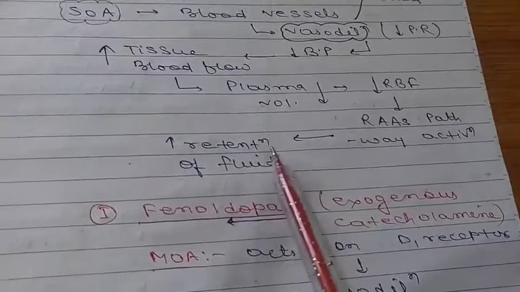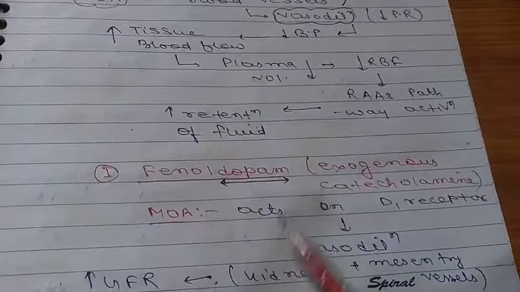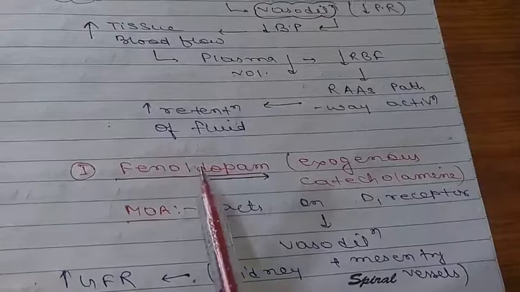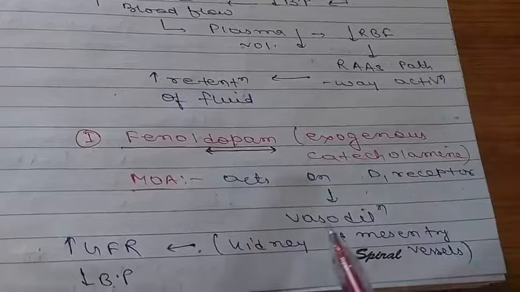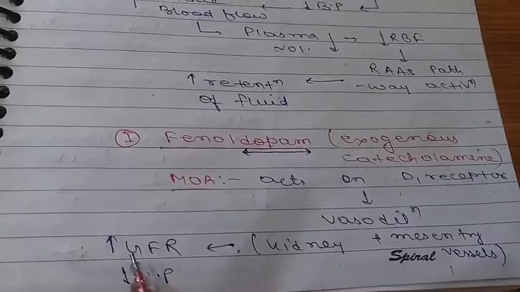Clear? Now moving to the next drug. First drug is your fenoldopam. This is an exogenous catecholamine. Fenoldopam is known as an exogenous catecholamine. Mechanism of action: it acts on D1 receptors, which lead to vasodilation in kidney and mesenteric vessels. Clear? And due to vasodilation, there will be increase in GFR, and decrease in BP.